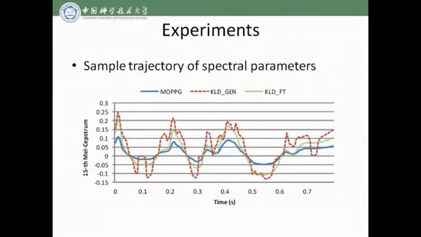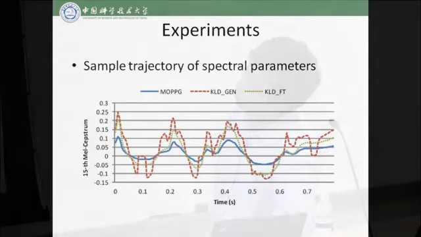And this figure shows some sample trajectories of the spectral parameters. This is for 1 dimension of the mel-cepstrum. We can see that the MLPG output is very smooth, and the variance is very small. But after we apply the KL divergence-based parameter generation, for example, these 2 methods, we can have a trajectory with much more variation in the synthetic speech.